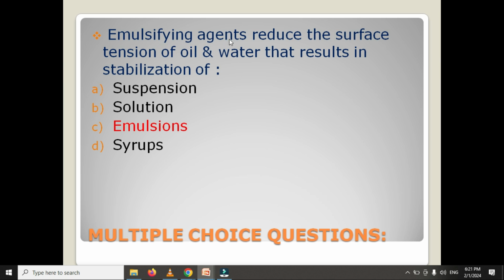Emulsifying agent reduces the surface tension of oil and water that results in stabilization of: option A suspension, option B solution, option C emulsions, option D syrups. Answer is emulsions.